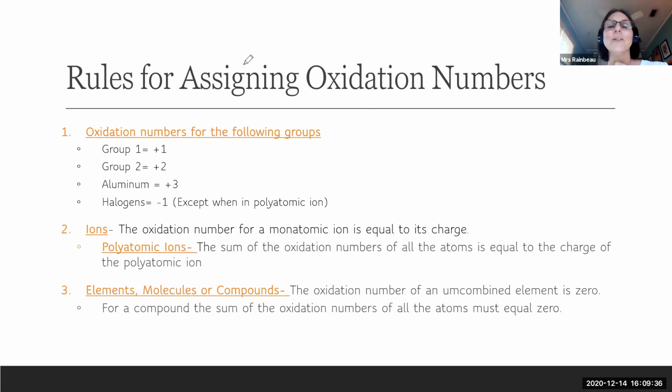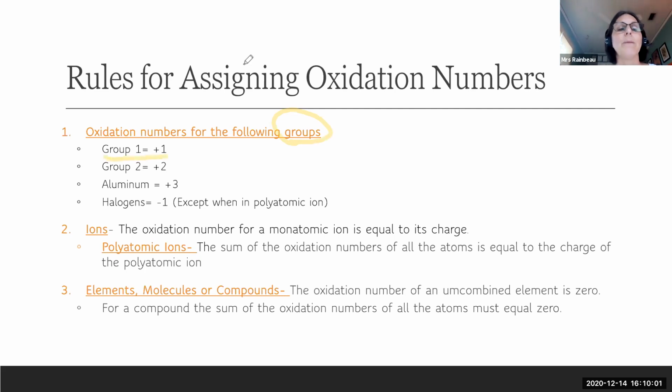All right, so rules for assigning oxidation number. You need to write these rules down or make a picture of them. You need to have these rules when you're doing this because they're going to help you. The first thing is that there are certain groups on the periodic table where you can just figure out the oxidation number just looking at where they are on the periodic table.